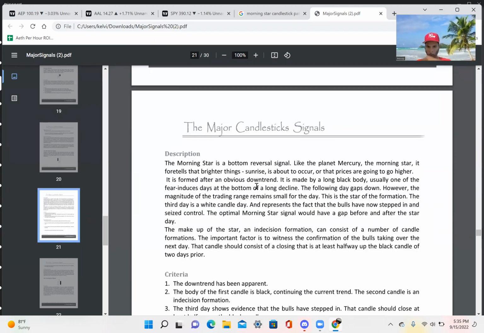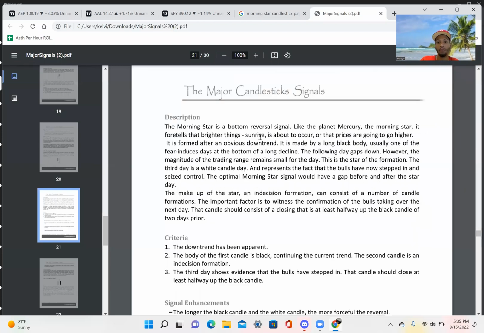All right, so right here it says description. The morning star is a bottom reversal signal, right? Since it's saying bottom reversal signal, that is a bullish reversal signal, right? If anybody knows Moody or has been watching or studying me, I will trade a continuation, but I would rather always get reversals, right?